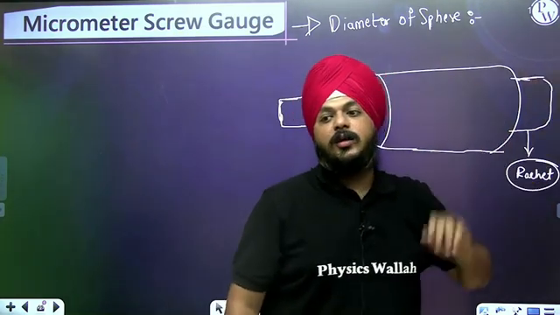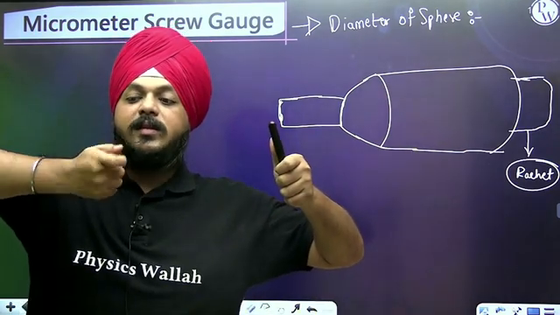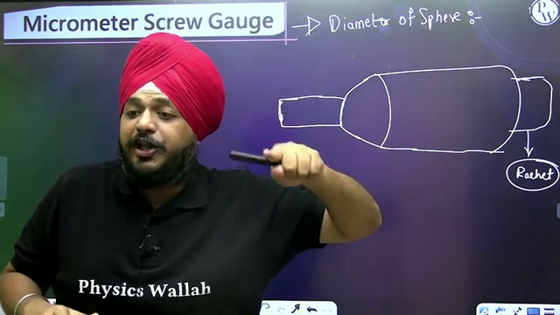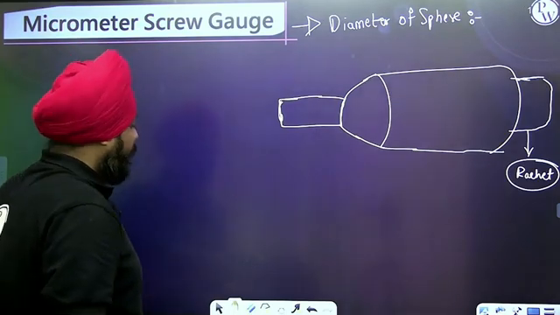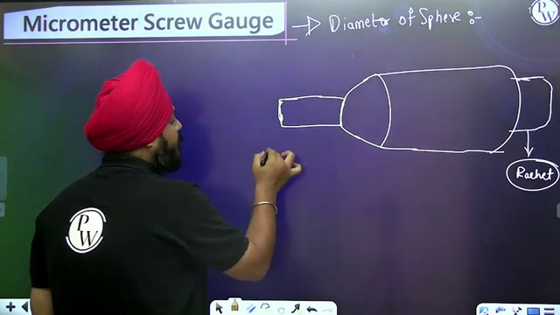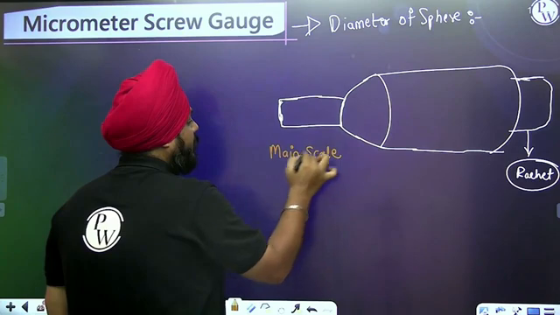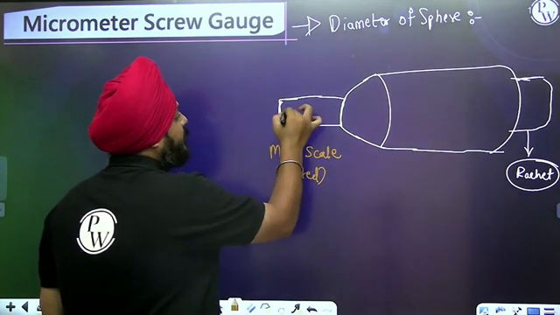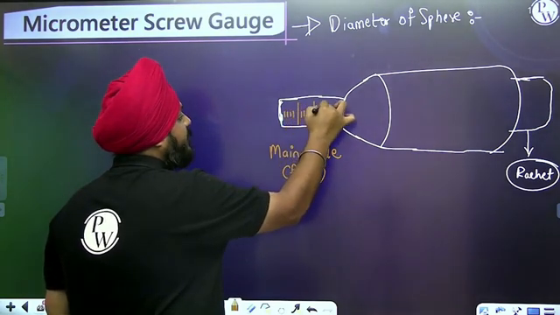At the edge, we have one thing to be grabbed, with which the circular scale is rotated. That is known as the ratchet. We have 2 scales in it. The first one is known as the main scale. The scale is fixed. Divisions on the main scale are known as main scale divisions.